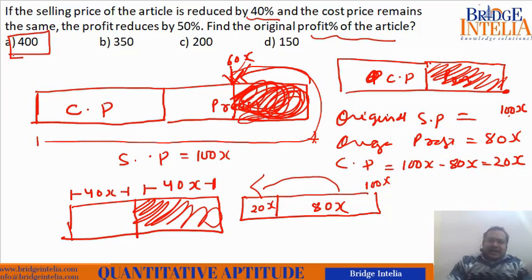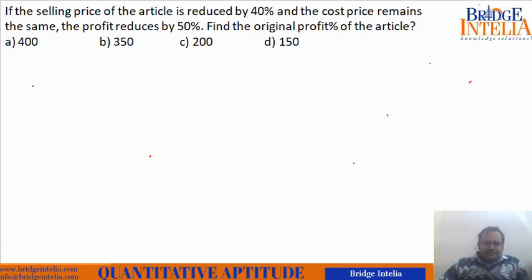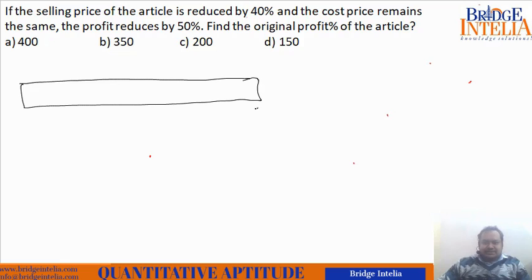Fine? I'll explain it again. So try to understand again. Assume the original selling price to be equal to 100x. So earlier there was a profit. Let's assume this portion is cost price, this portion is profit. Now what happened? Selling price was reduced by 40%, because of which the profit reduces by 50%.